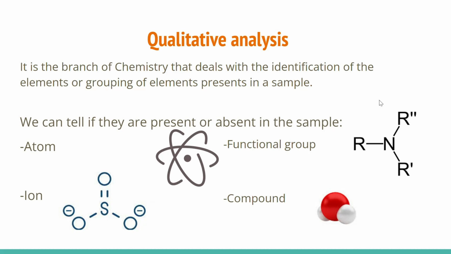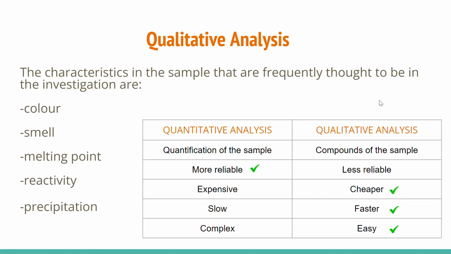This analysis can tell you whether an atom, an ion, a functional group, or a compound is present or absent in a sample, but it doesn't provide information about its quantity. That's a quantitative analysis, which is more reliable. Whereas the qualitative analysis is cheaper, faster, and easier.